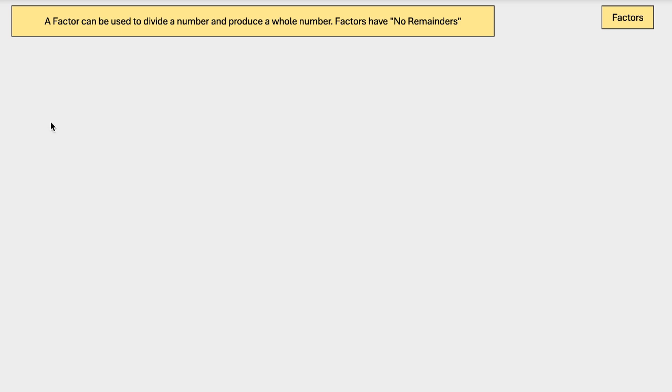Factors have no remainders. You should not be getting 5.5 or 6.75. It's just not going to happen. It has to be a full number. So I'm going to start with an example, and I want to know what all the factors of 12 are.